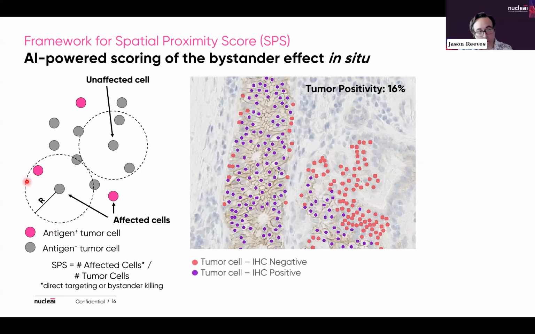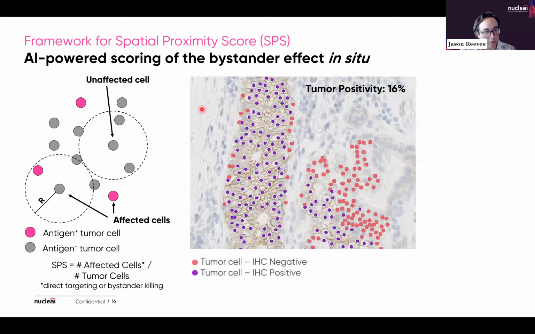We can tune the number of antigen positive cells that it needs to see in order to receive that payload. And we can tune the intensity threshold of that antigen that's required. So this creates an AI model that has a wide parameter space that we can tune to the mechanisms of action specific to your antibody-drug conjugate, based on what you know about how the linker works, how the drug target itself works, and based on the staining patterns that we observe within the tissue.